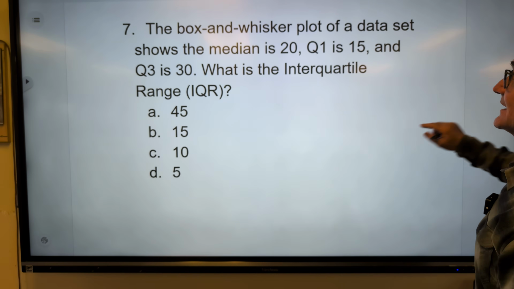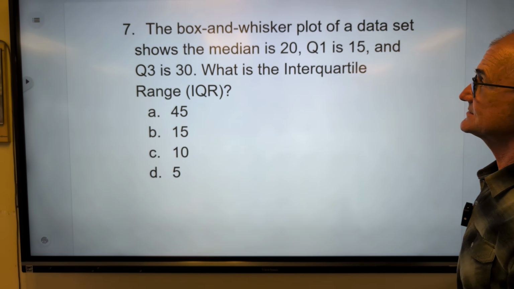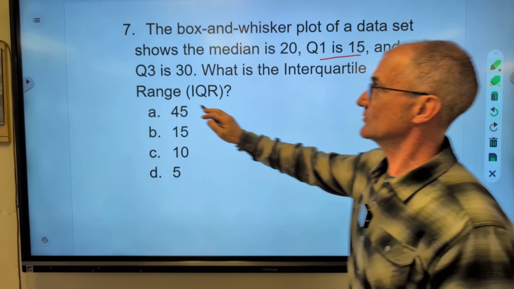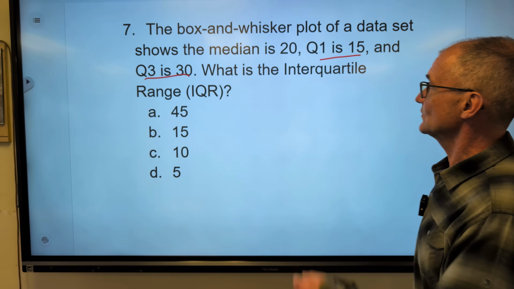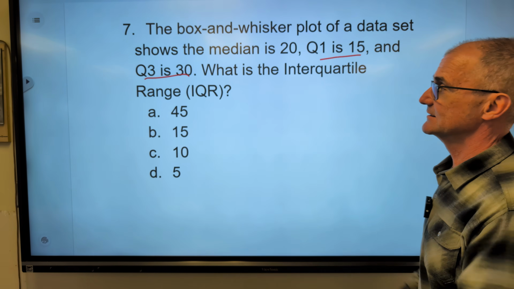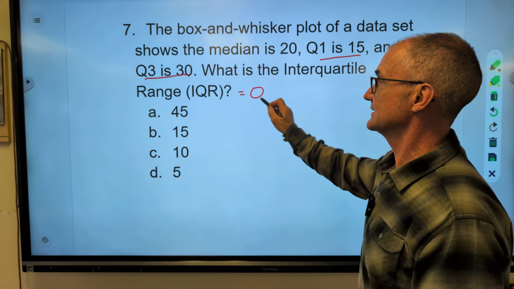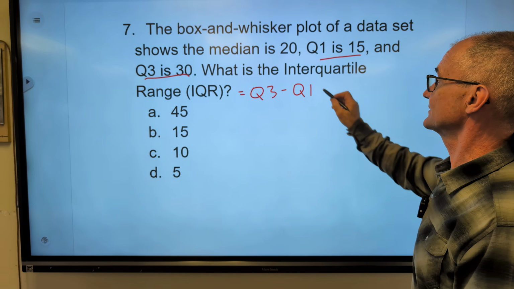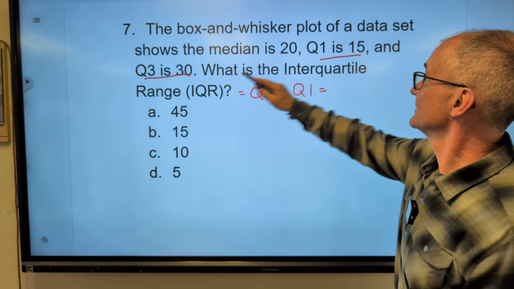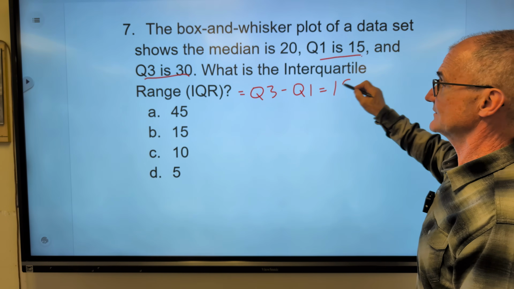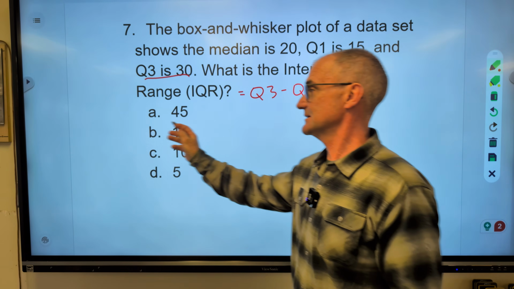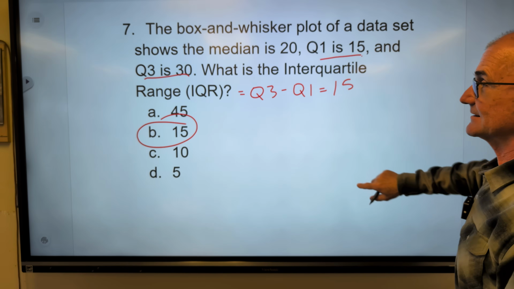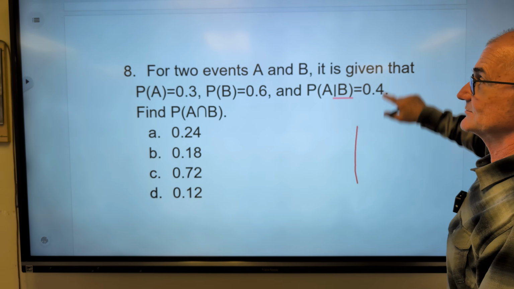Box and whisker plot of a data set. Shows the median is 20, quarter 1 is 15, quarter 3 is 30. What is the interquartile range? Well, that's just equal to Q3 minus Q1. It's really a vocab question more than anything else. Q3 is 30. 30 minus 15 is 15. Interquartile range. Answer B, 15 right there. Oops. Move on to number 8.